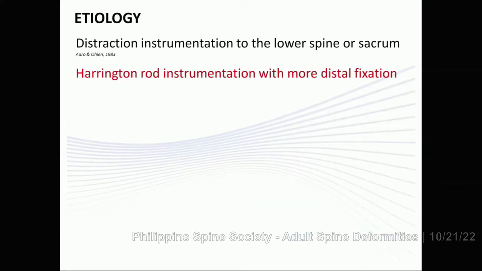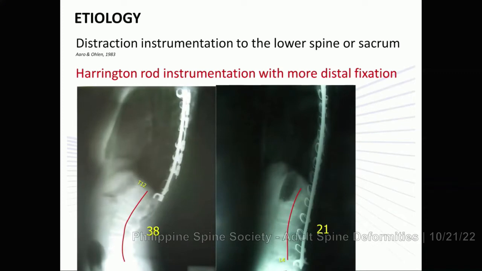It has been proven that fixation to L4 or L5 to S1 and even the sacrum, that distraction rods reduce lumbar lordosis to 21 degrees and 16 degrees respectively. Preservation of lumbar lordosis is possible though by ending the Harrington rod instrumentation at T12.